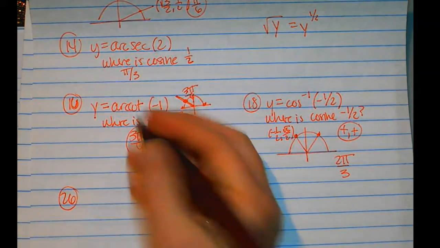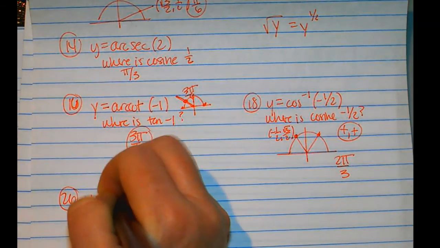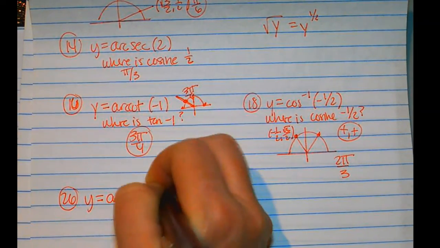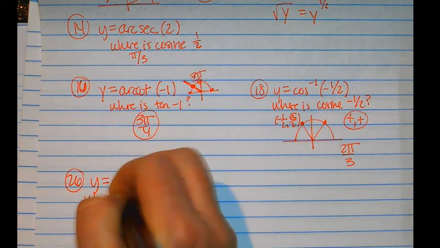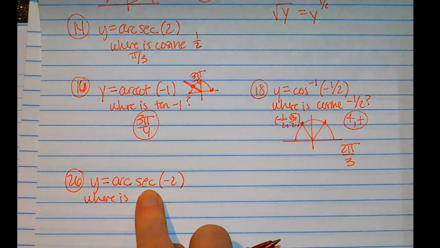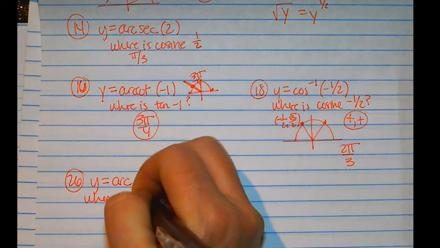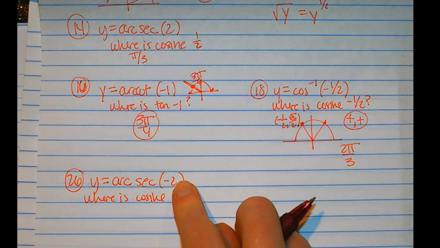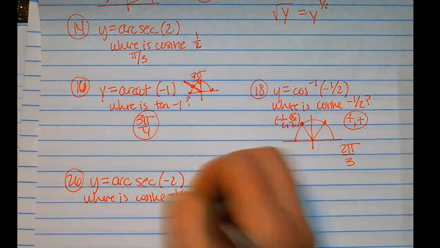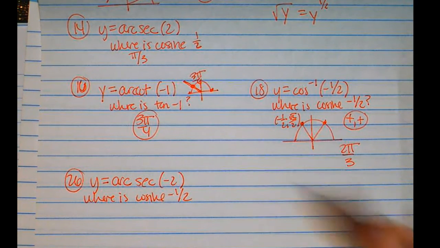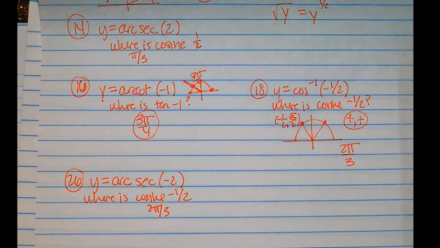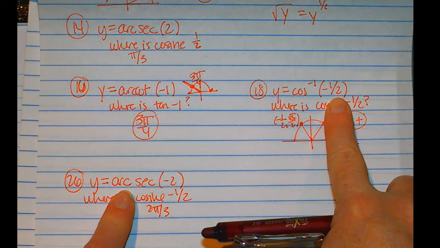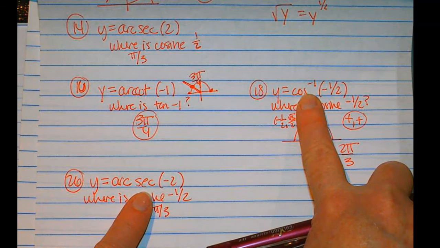So this is another flippy one. Y equals arc secant of -2. So this means where is, what one do we know? Not secant. Cosine. Flip it over. -1/2. We just did that conveniently. So 2 pi/3. So this is the same problem, because these are reciprocals of each other.